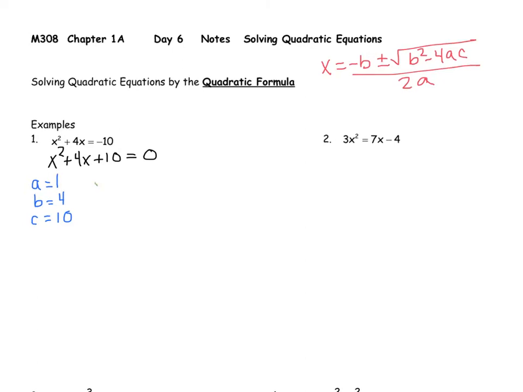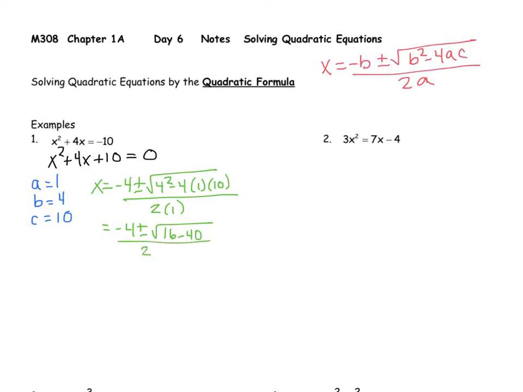So we've got x equals negative 4 plus or minus the square root of 4 squared minus 4 times 1 times 10 all over 2 times 1. When you simplify that, you're getting negative 4 plus or minus the square root of 16 minus 40 over 2. Don't get worried if you have something negative underneath the square root. We don't have to say no solution anymore. We can simplify and just have an i in our answer.